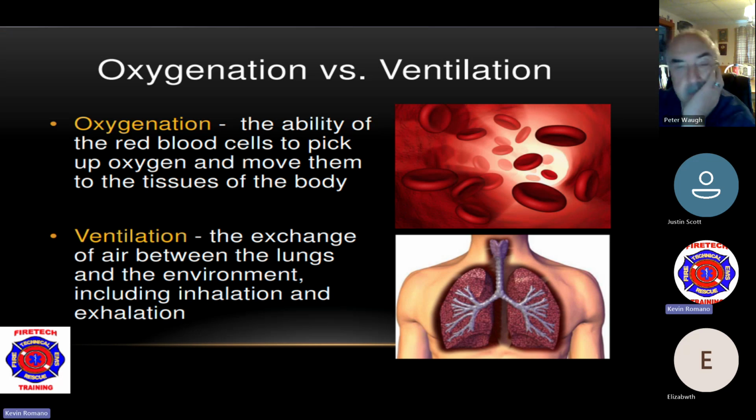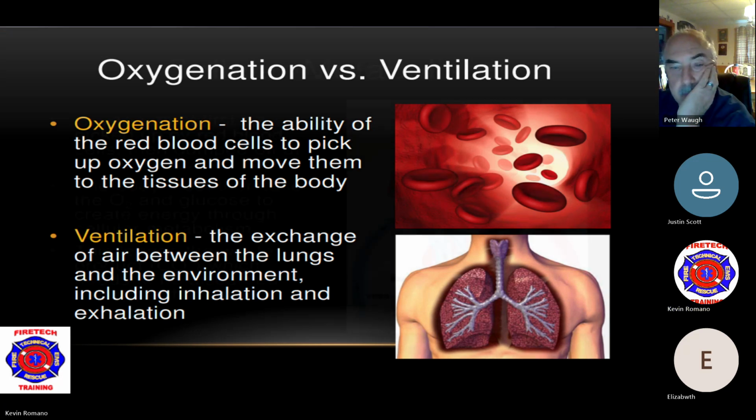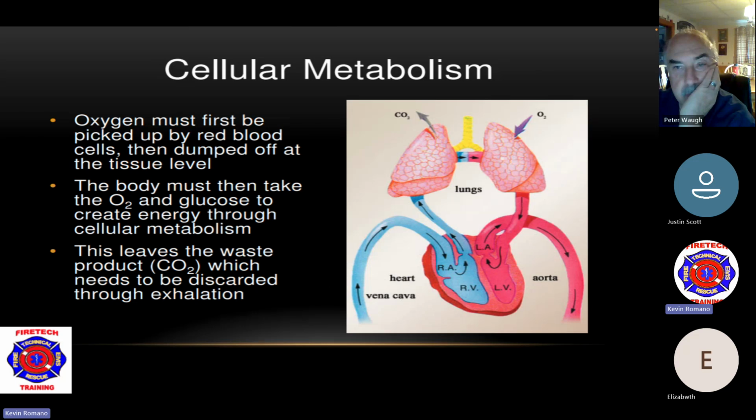Right, so let's go into cellular metabolism a little bit. This will start making a little more sense. Oxygen first must be picked up by the red blood cells and then dumped off at the tissue level, right? That's our capillary bed at the tissues. So if you follow the heart here, as the body is moving blood back towards the heart through the superior and inferior vena cava, it is deoxygenated blood as it comes back around.